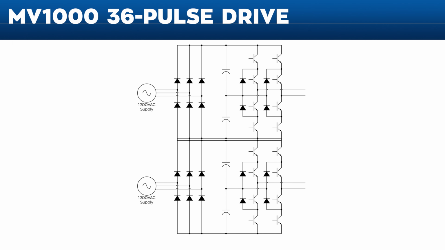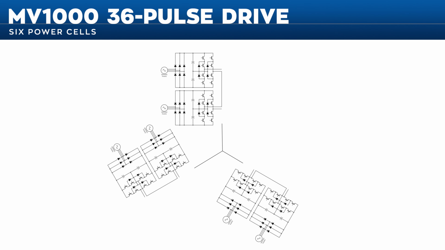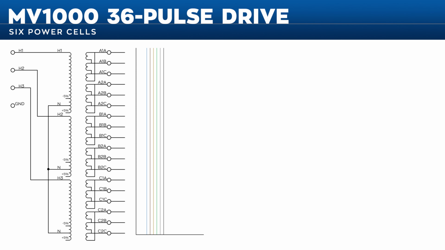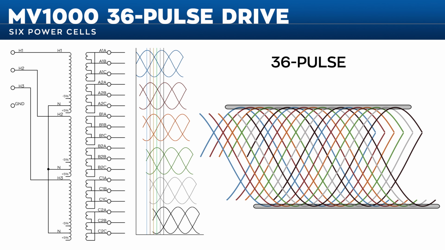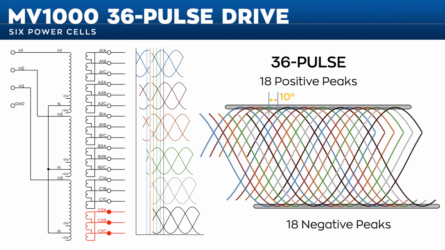The MV1000 medium voltage drive is comprised of 6 power cells, each connected to an isolated phase-shifted secondary, creating a 36-pulse drive input. 6 three-phase systems create 18 unique phase-shifted sinusoids. Each sinusoid charges the DC bus at the top and the bottom of the waveform for a total of 36 pulses per cycle.